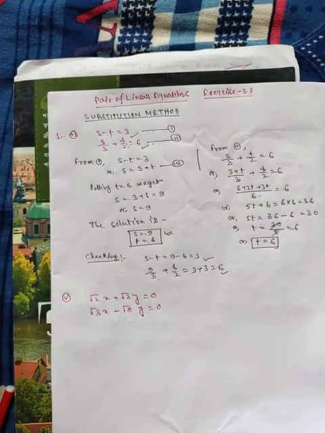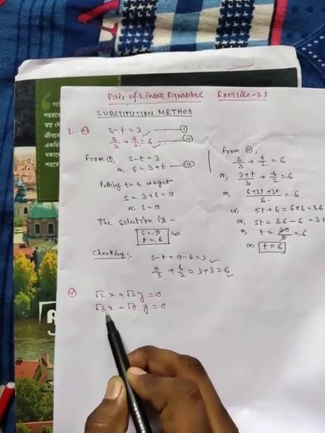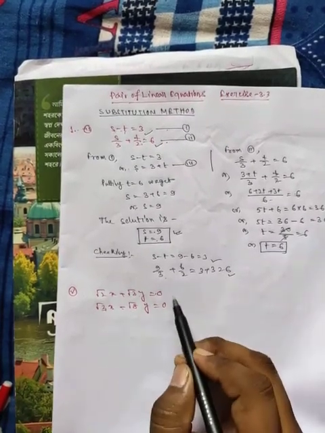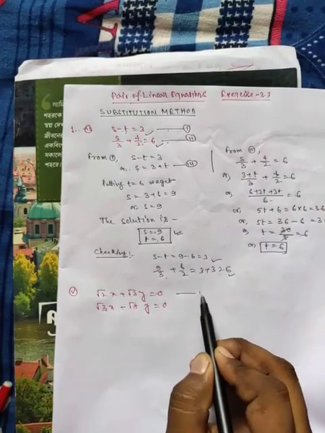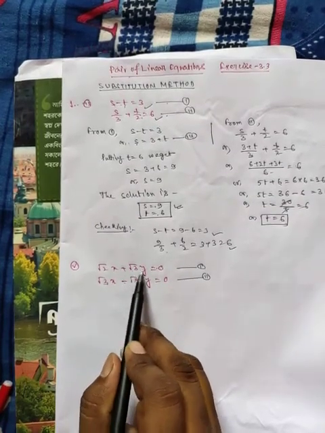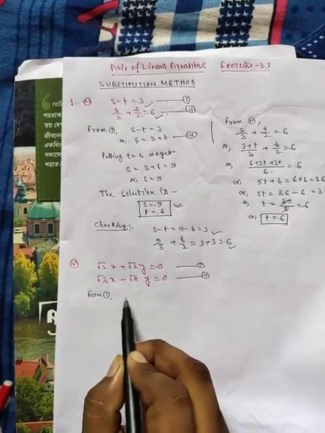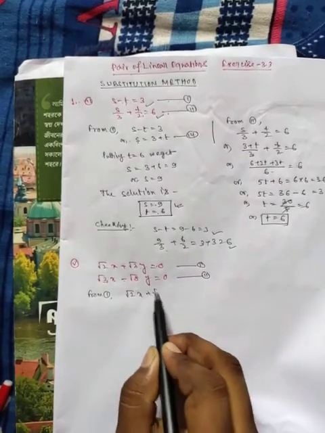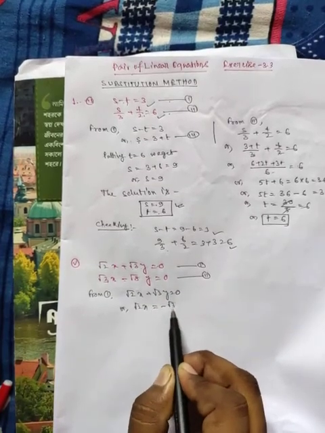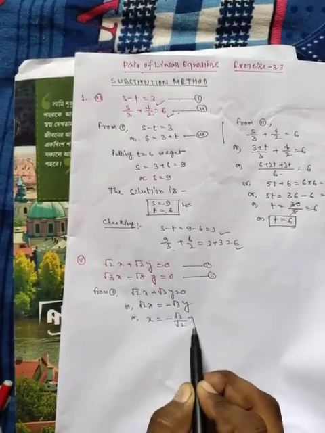So next question, question number 5. Root 2 x plus root 3 y equal to 0 and root 3 x minus root 8 y equal to 0. This is the first equation, this is the second equation. So express one variable in the other variable. From 1, that is root 2 x plus root 3 y equal to 0, root 2 x equals minus root 3 y, or x equals minus root 3 divided by root 2 into y.